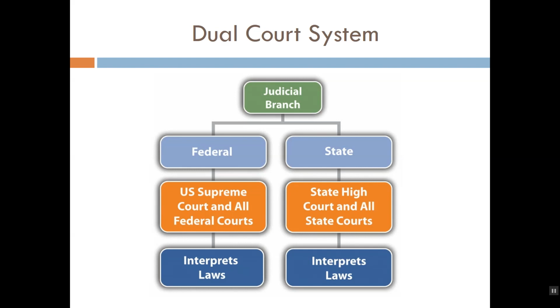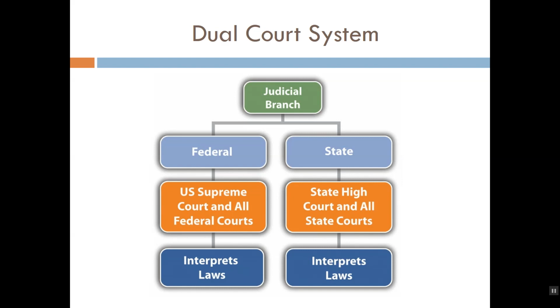For example, the first of the two major characteristics of the judicial branch that you need to be familiar with is what we call the dual court system. The dual court system can be defined as the division of the judicial branch into both federal courts and 50 independently functioning state court systems.